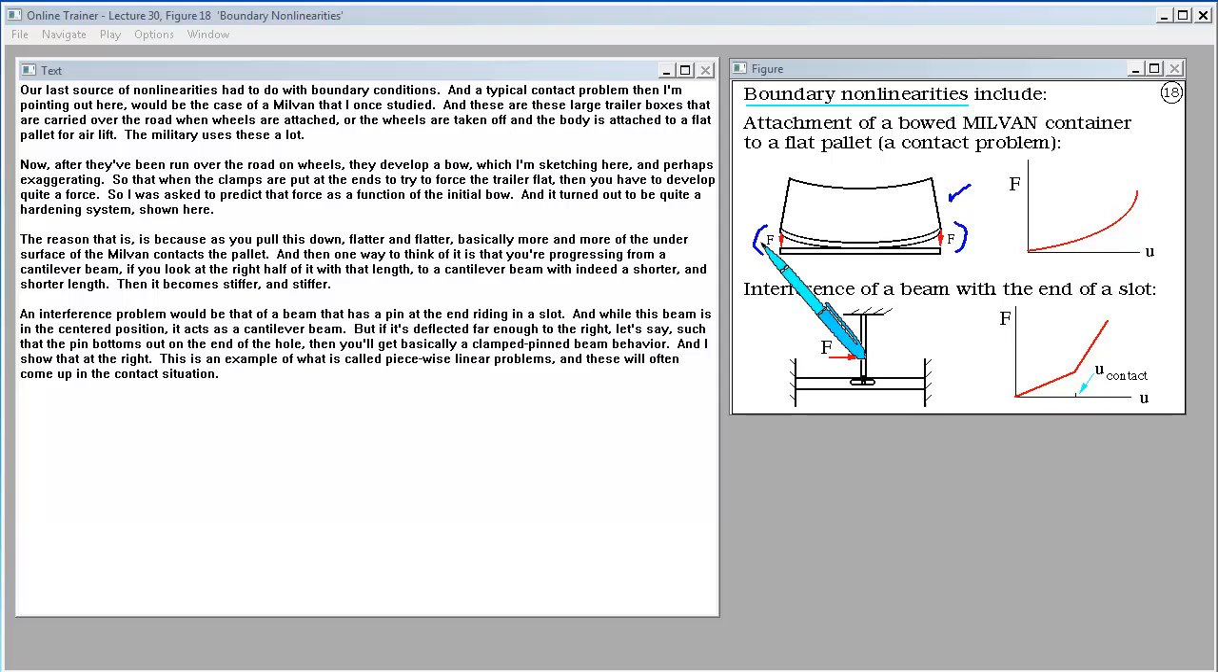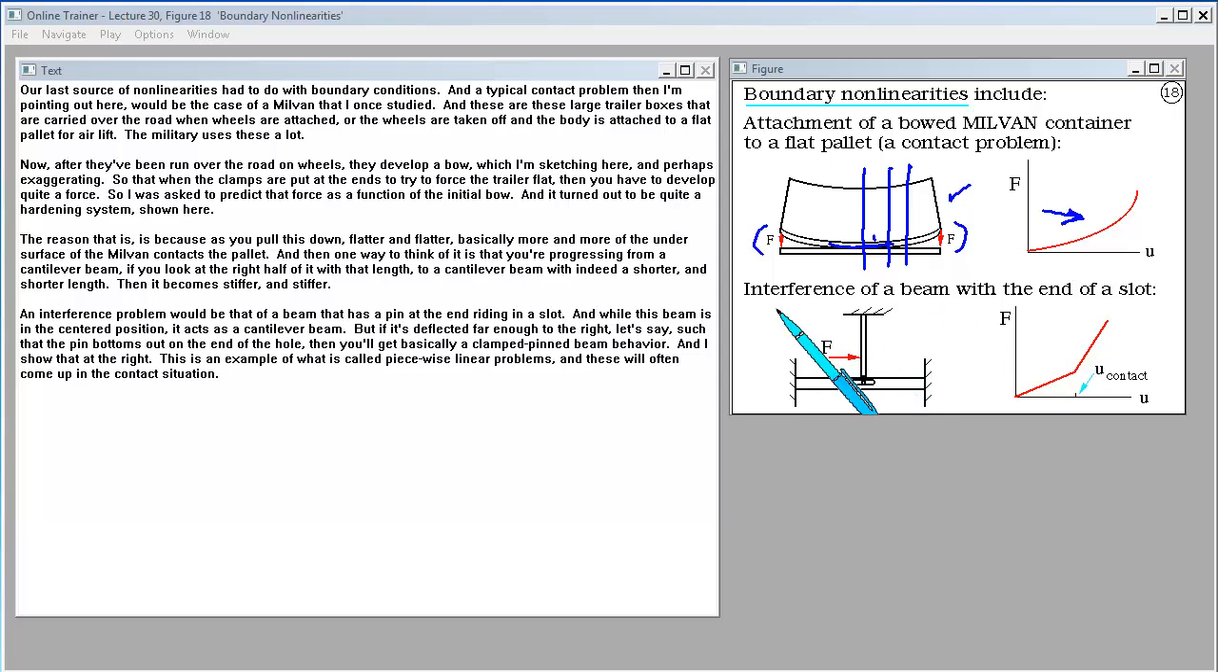So I was asked to predict that force as a function of the initial bow, and it turned out to be quite a hardening system shown here. The reason is because as you pull this down flatter and flatter, basically more and more of the undersurface of the mill van contacts the pallet. And then one way to think of it is that you're progressing from a cantilever beam, if you look at the right half of it, with that length to a cantilever beam with indeed a shorter and shorter length, and it becomes stiffer and stiffer.